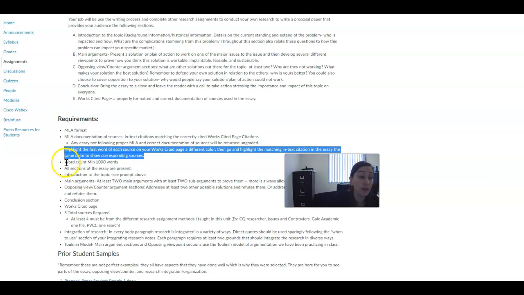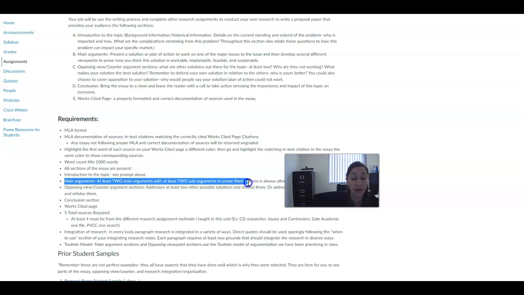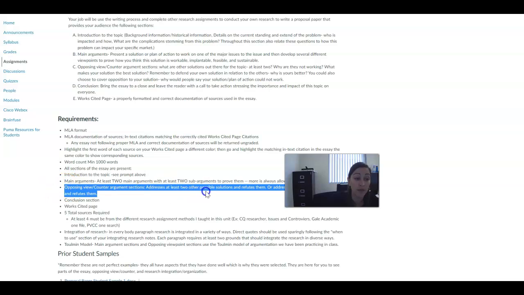essay. Your minimum word count is 1,000 words. All sections of the essay are present and we are answering the prompt. So this is a proposal paper proposing a solution, not an informational paper talking about a problem. So make sure that we are writing to the prompt. In our main argument section, we need at least 2 main arguments with at least 2 sub-arguments to prove them. More is always allowed, but that is the minimum. We then need that opposing view and counter argument where we're addressing at least 2 oppositions and countering them. We then have our concluding section and works cited page.